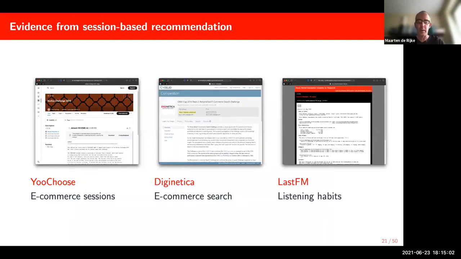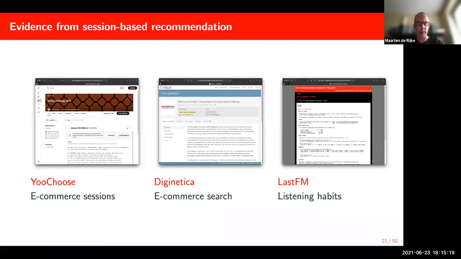Here's some other evidence from open data. Data sets made available over the last couple of years for different challenges and benchmarking activities. YouChoose, that has e-commerce sessions.